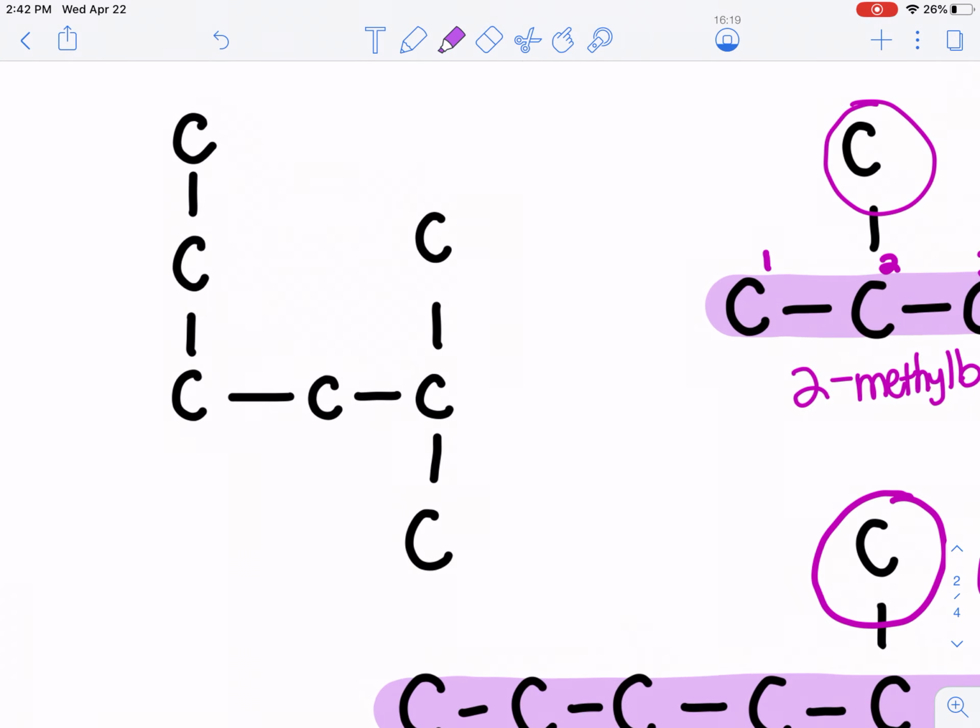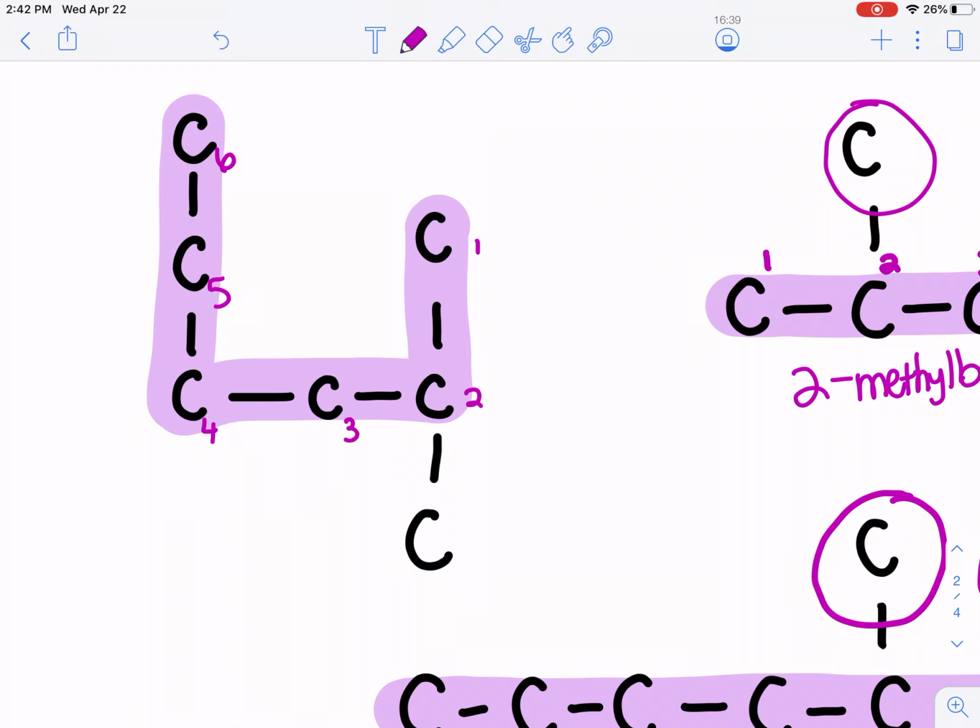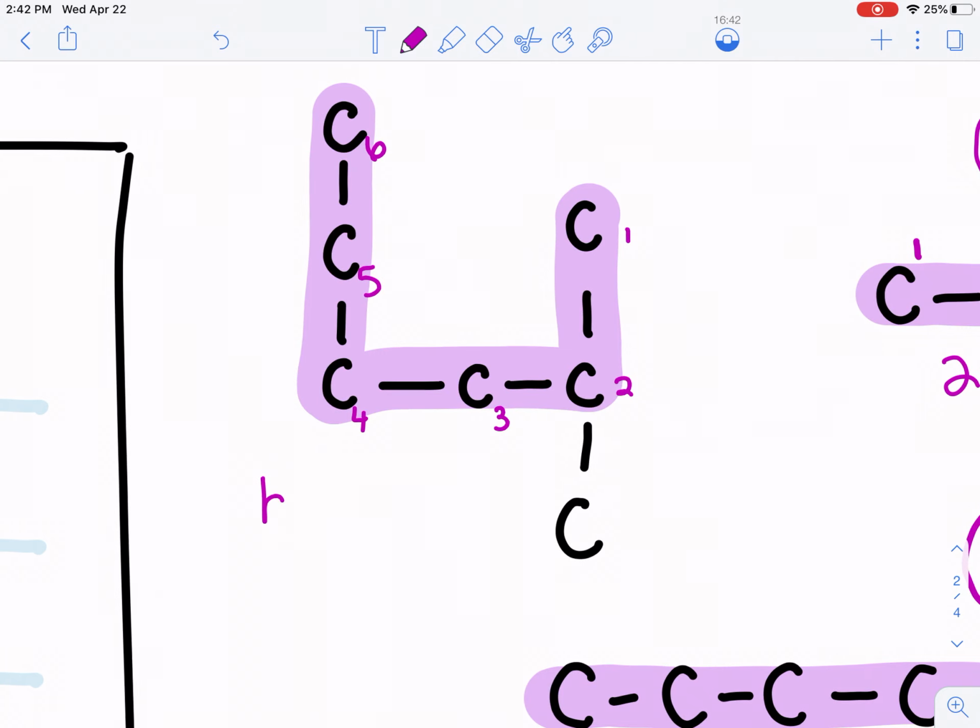Over here, longest chain looks like this. You could do this too. It's not going to change your answer. I'm going to number that longest chain so that my branch has the smallest number. My longest chain name is hexane because it is 6 carbons long. I have a methyl on the second carbon, so 2-methylhexane.